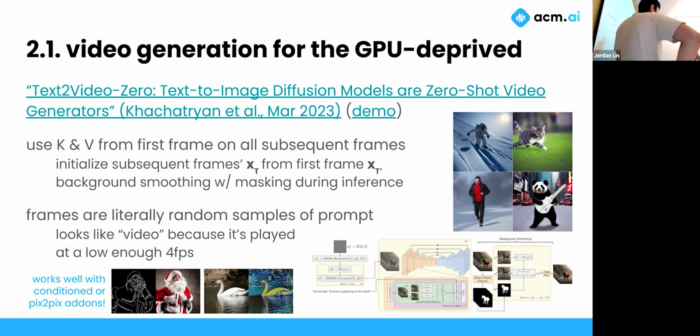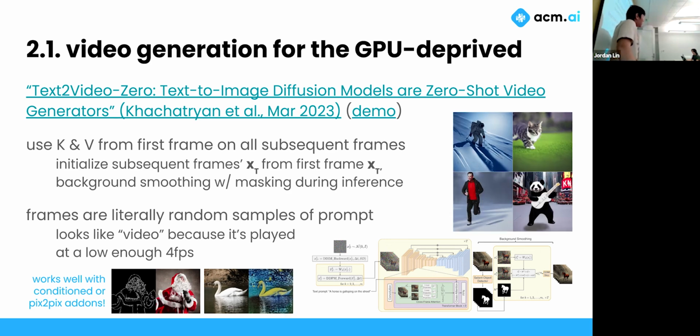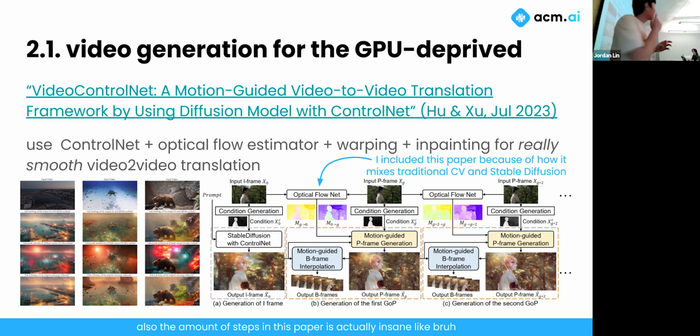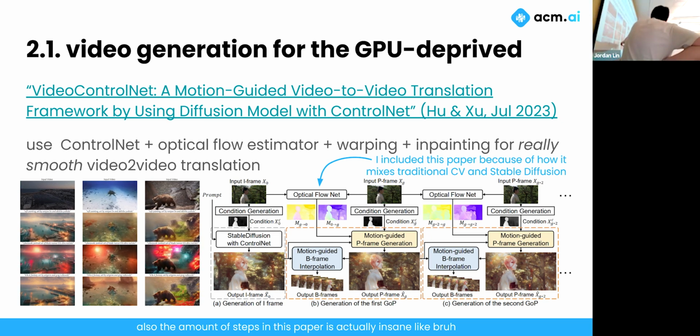Does this make sense? So again, we're back to just messing around with attention. Half of these papers are just, hey, attention go brr, but it works. It works really well, which is why people keep using it. And then we have this paper. The only reason I want to show this paper is because of how atrocious that diagram looks. But I want to show it because this uses ControlNet plus optical flow estimator plus warping plus inpainting for really, really smooth video-to-video translation. That's incredible.